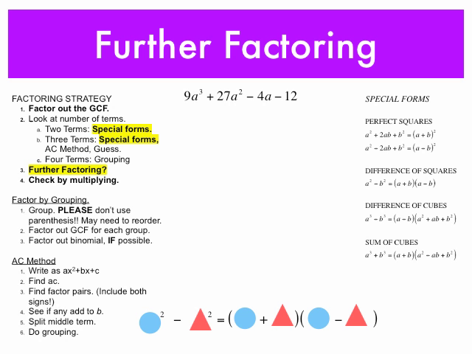Is there a greatest common factor? No. So I look to see how many terms there are. There are 4 terms, so I have to do grouping. Okay, group the first 2, group the last 2. What do the first 2 have in common? They both have a 9, they both have an a squared, so I'll pull that out.